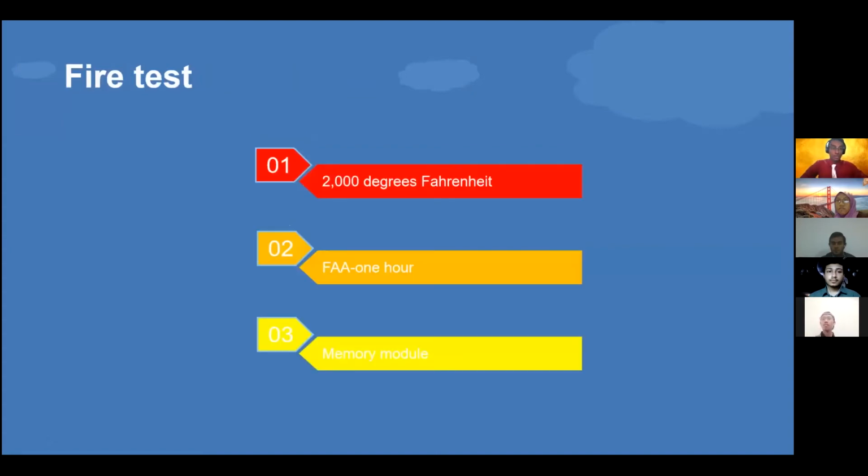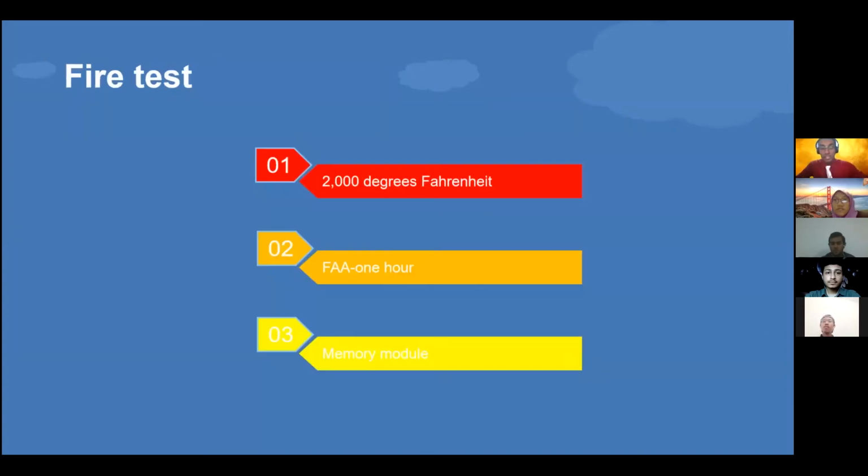And now we're going to go to the fire test, because in case of a crash, the airplane is very prone to catch fire. What they do is shoot a fireball, an environment that simulates as much as 2000 degrees Fahrenheit. The main purpose of this is to make sure that the memory module can withstand that amount of heat, since the memory module plays a very important role in storing the data and the information.